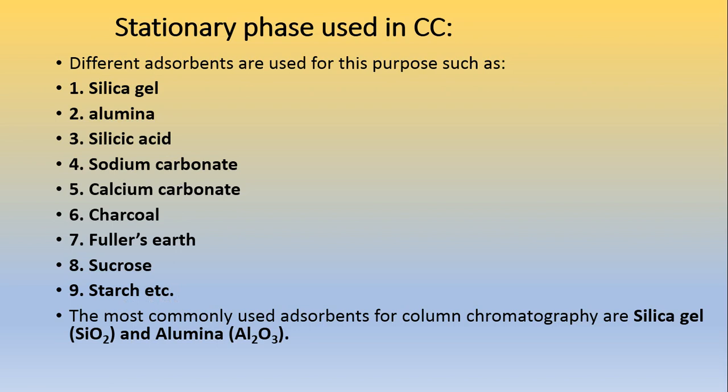The most commonly used adsorbents or stationary phases, or high surface area materials, for column chromatography are silica gel and alumina. So these SiO2 and Al2O3 are the best and most commonly used adsorbents, and silica gel is highly used in chemistry laboratories.